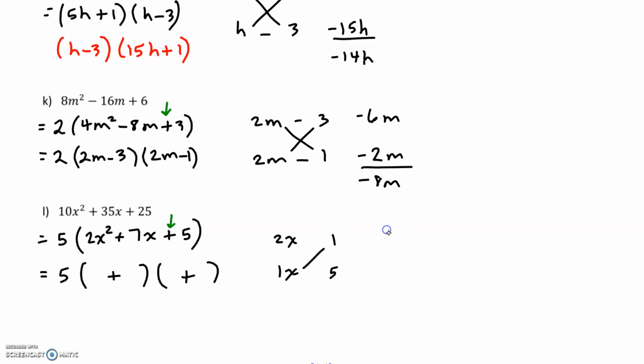Let's start the multiplying. 1x times 1 is 1x. 2x times 5 is 10x. That does not add to give me the 7 I need, so let's switch. We'll put the 5 up top and the 1 down here. So 1 times 5 is 5x. 2 times 1 is 2x, and when I add them together, we get 7x. That's what I need, and both are positive. Awesome. So it'll be 2x plus 5 times 1x plus 1. And we're done.